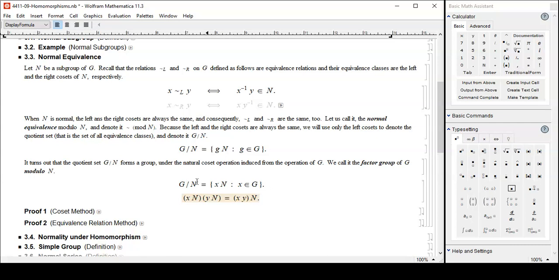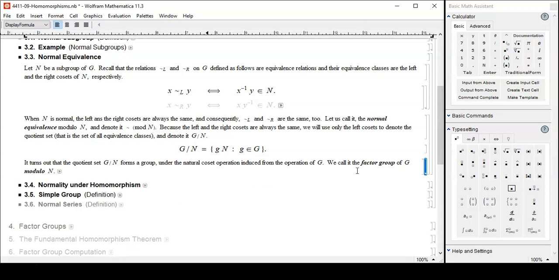But then again, whether this induced operation is well defined or not is a big deal, because you can take different representatives, not xn, but what about some x star n? Or instead of yn, what about some y tilde n or y hat n, something different? Are you going to still get the same coset? The answer is yes, it'll turn out that way so that this operation is well defined. And also, it turns out this quotient set is a group under this operation.